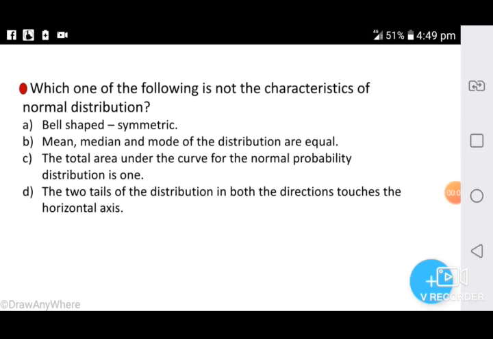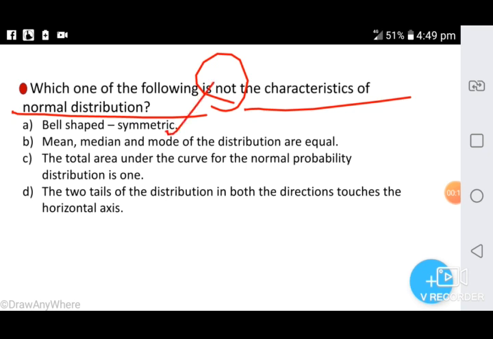This question focuses on which one of the following is not a characteristic of the normal distribution. Here, the normal distribution is bell-shaped and symmetric. Yes, it is true. Then the mean, median and mode of the distribution are equal. Okay, it's true. Then the total area under the curve for the normal probability distribution is 1, or 100%. It's always true.